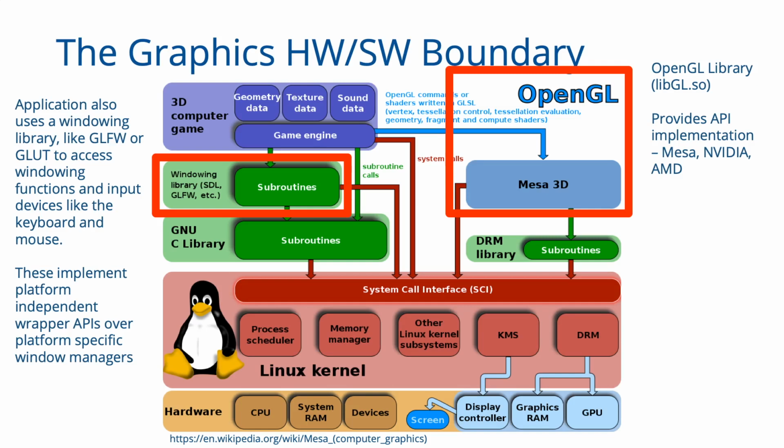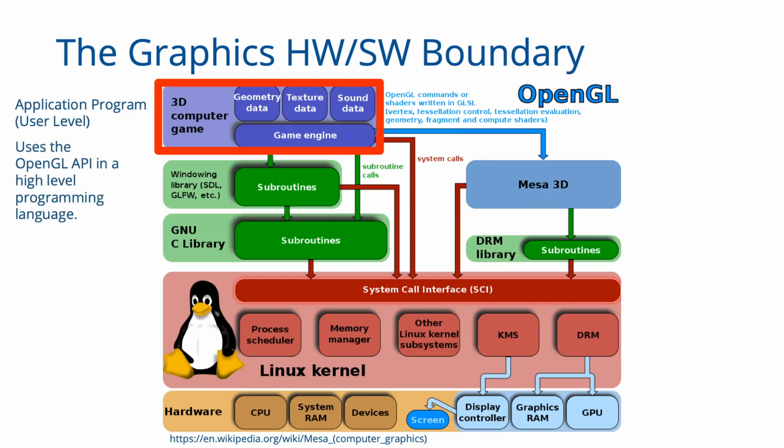So this is one side. Your application program A talks to a windowing library, and B, it also talks to OpenGL. So your application program made API calls. Now somebody needs to have the code for these API calls, right?